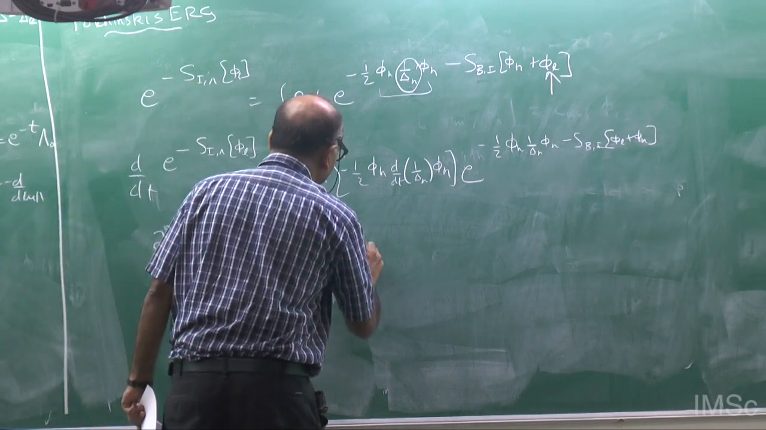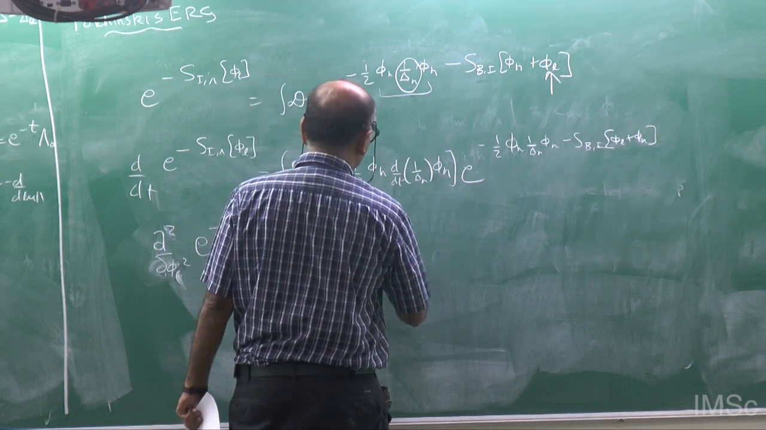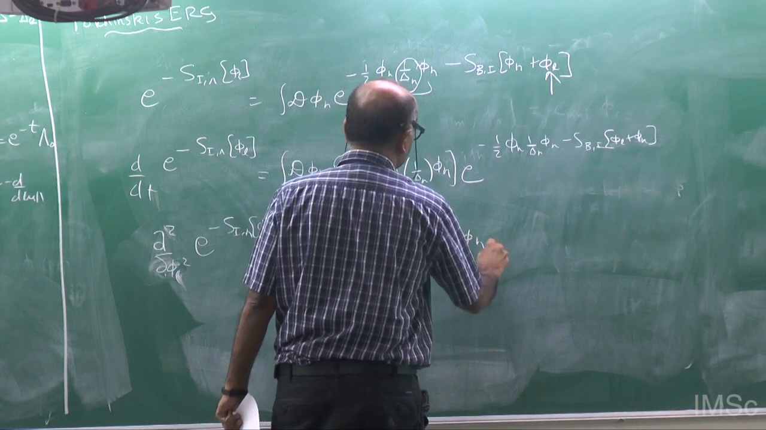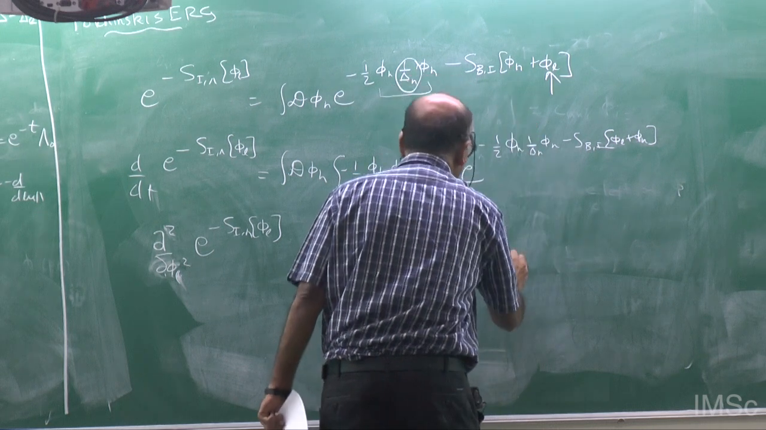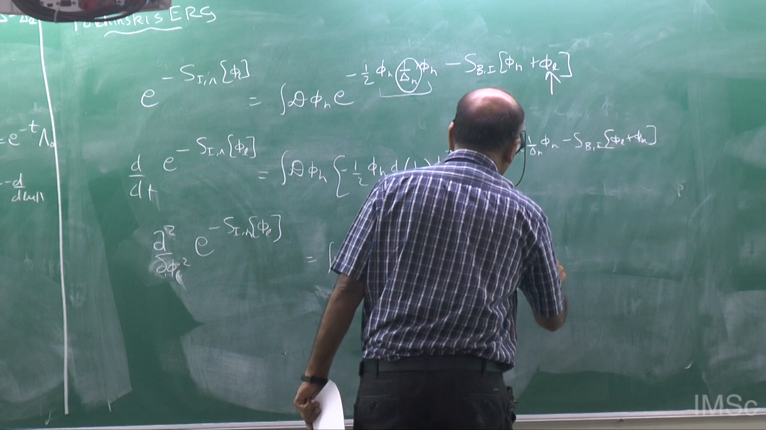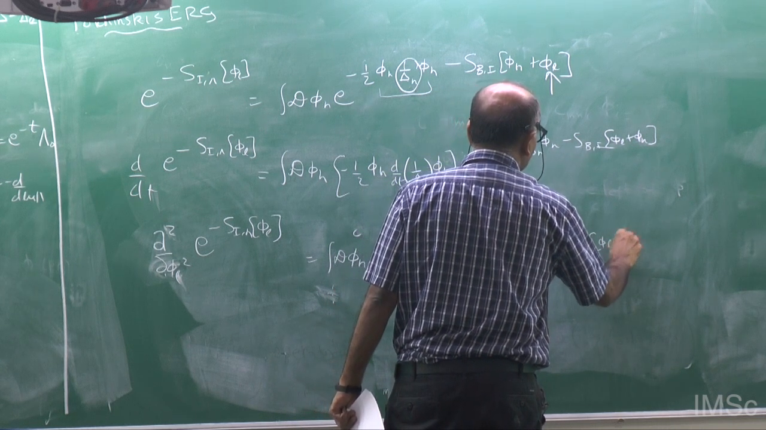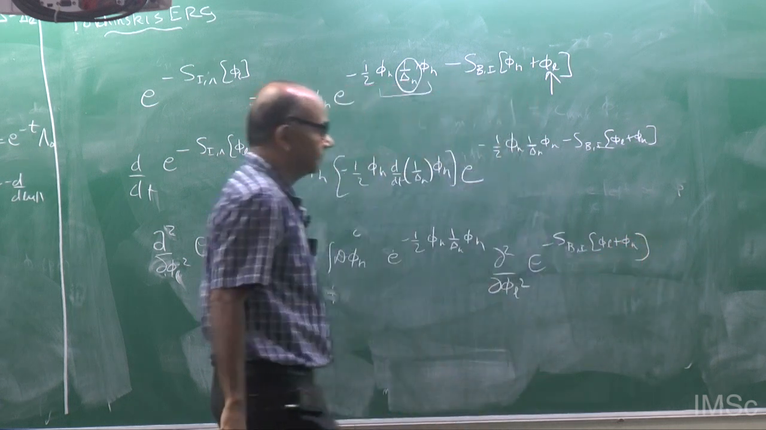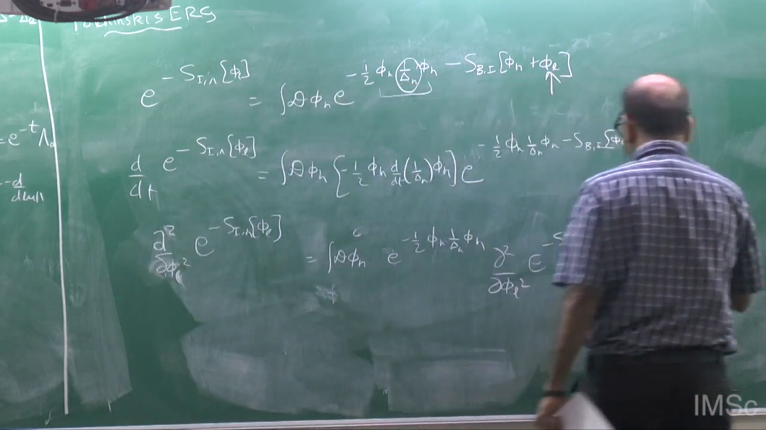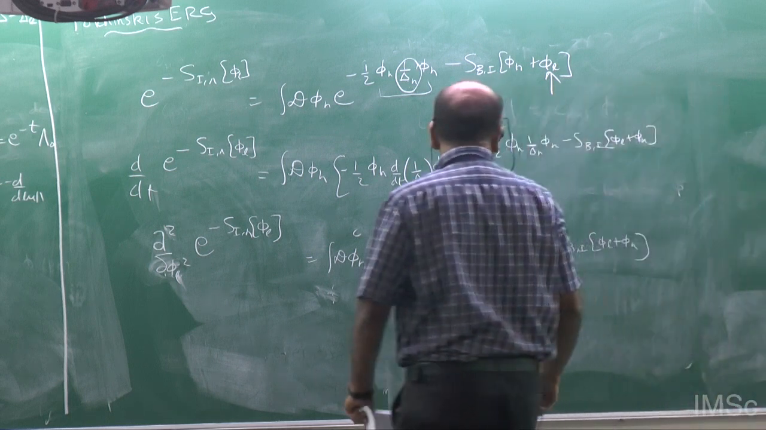So this is d phi h, e, then acting on this, so this is d squared by d phi L squared e to the power of minus S_BI of phi L plus phi h. Okay. But because this is a function of phi L plus phi h, I can equally well do d by d phi h squared.